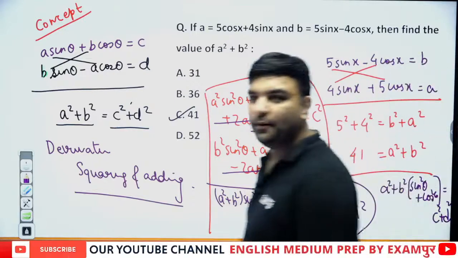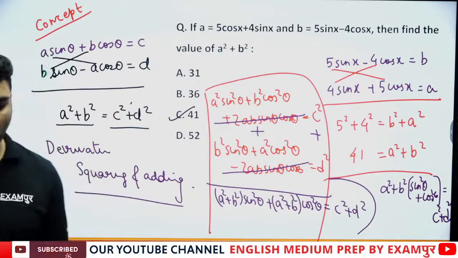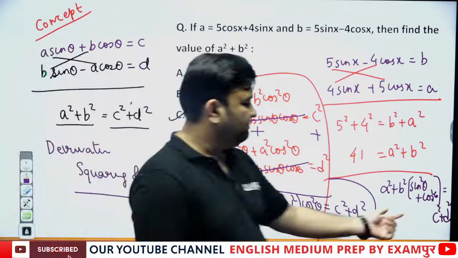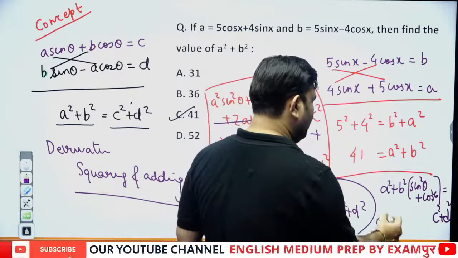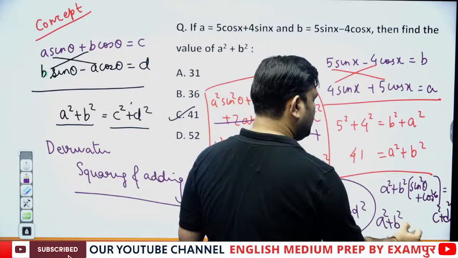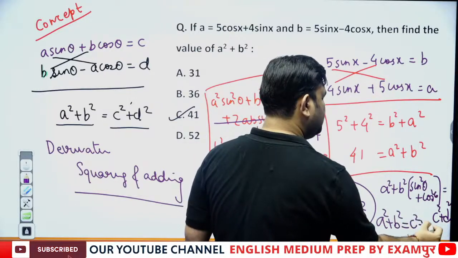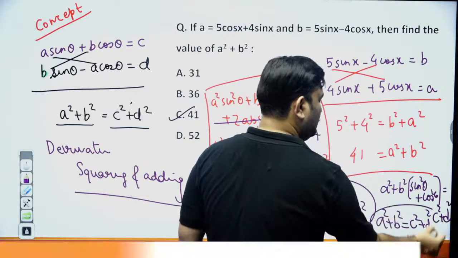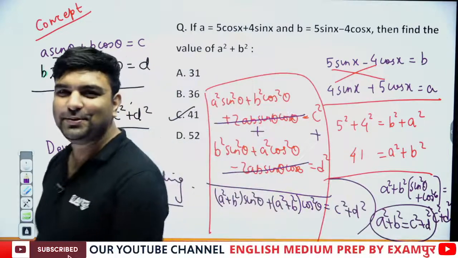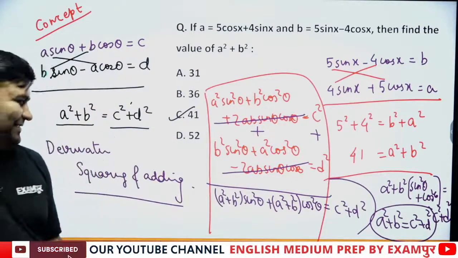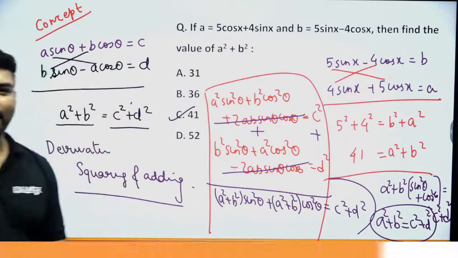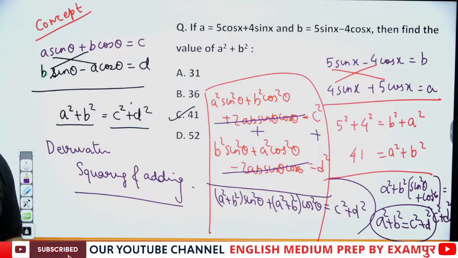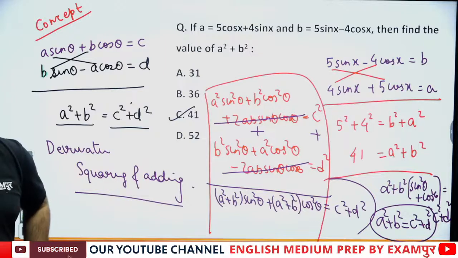What is sin square theta plus cos square theta? It is equal to 1. So if sin square theta plus cos square theta is equal to 1, then the condition comes: a square plus b square is equal to c square plus d square. Hence proved. Clear now? Guys, hence proved. Perfect.